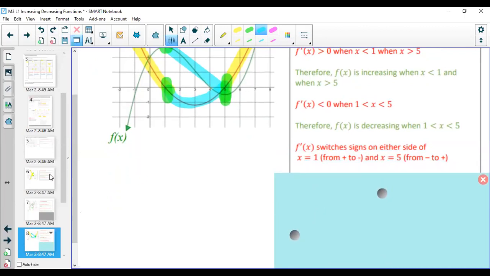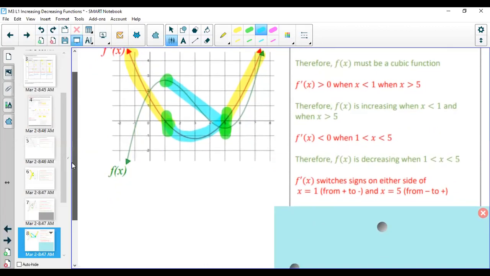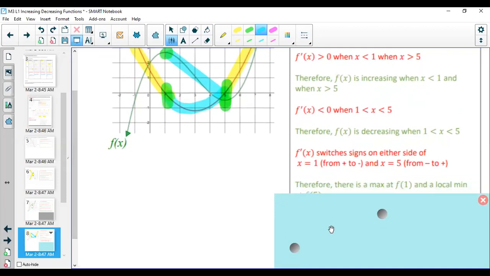We can see that at x equals 1 and x equals 5, my derivative function switches from above the x-axis to below the x-axis each time. So that's a clear indication that we have a local maximum at x equals 1 and a local minimum at x equals 5. When you need to justify why there's a local maximum and a local minimum, you can use the information in f prime of x to justify.